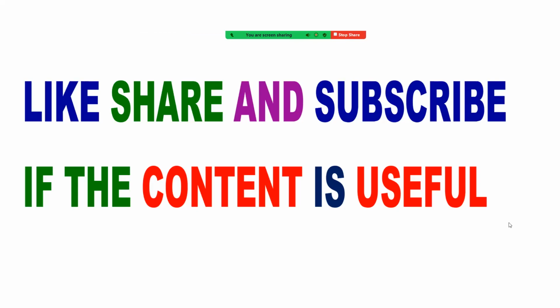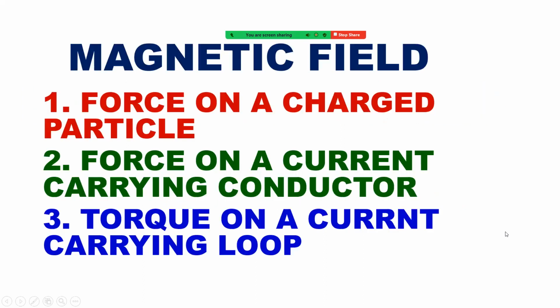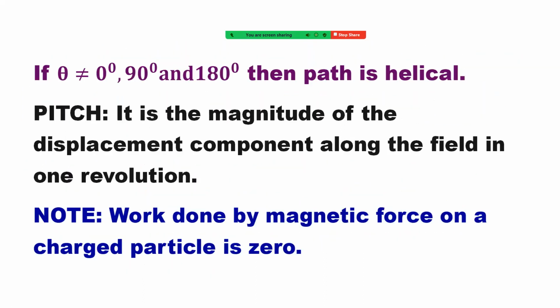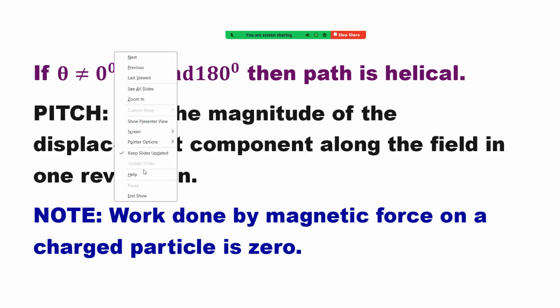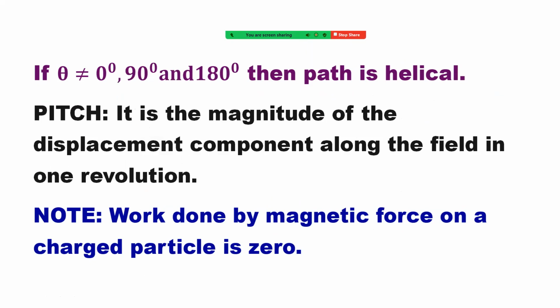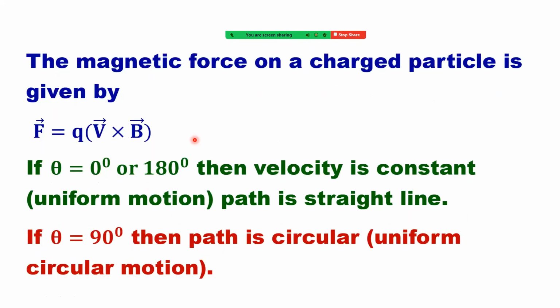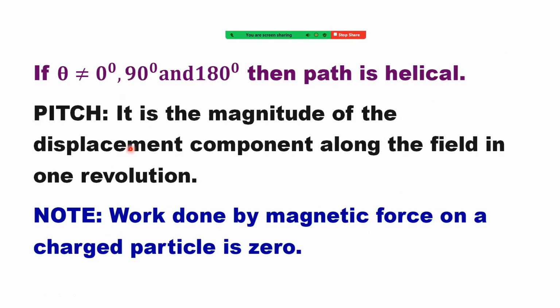Hi students. In the last class, I have discussed a force acting on a moving charge, right? And in that we have discussed, force is given by Q into V bar cross B bar, and angle 0, 180 is straight line, 90 is circular motion. And for remaining angles, it is helical, right? Let us now continue.